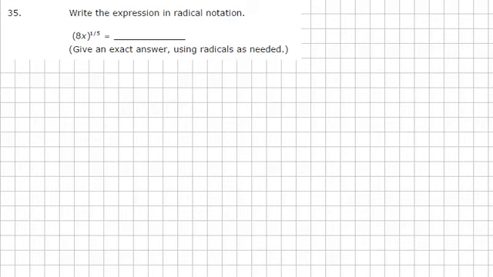Write the expression in radical notation, the base 8x raised to the 1/5 power. Let's first of all recall the meaning of a fractional exponent. If we have a base a raised to the 1 over n power, the n in the denominator of the fractional exponent tells us the root that we need to take.